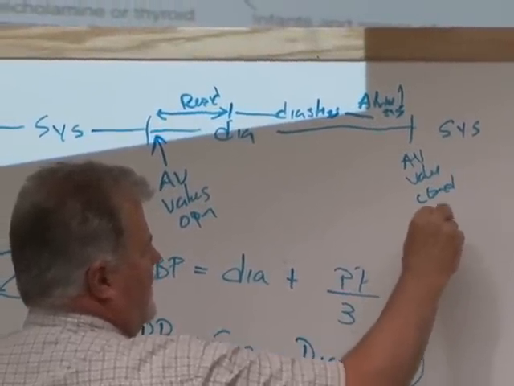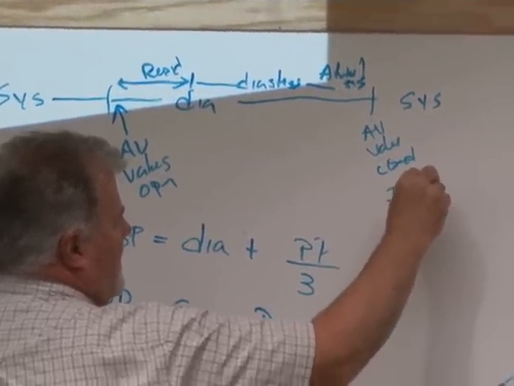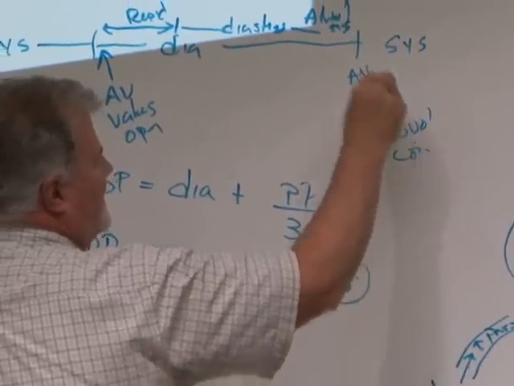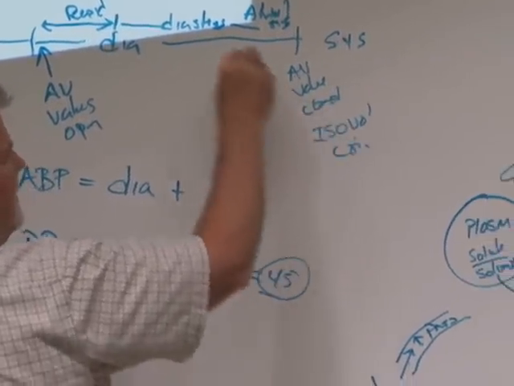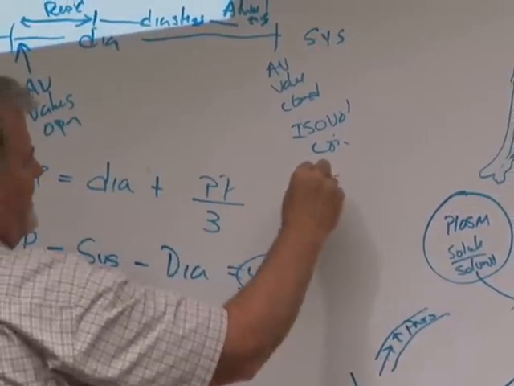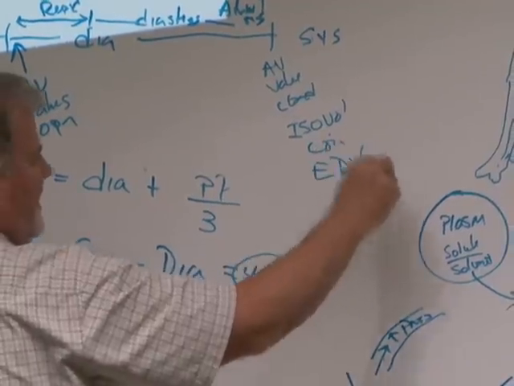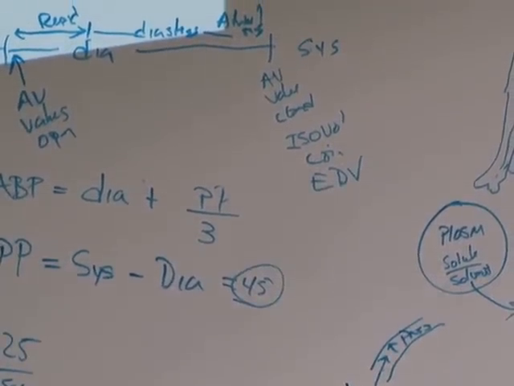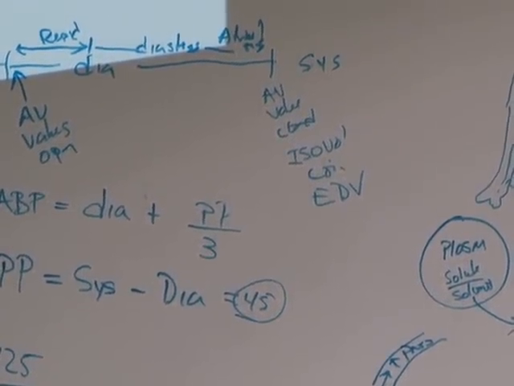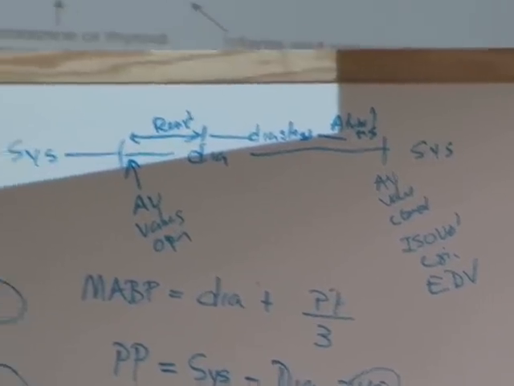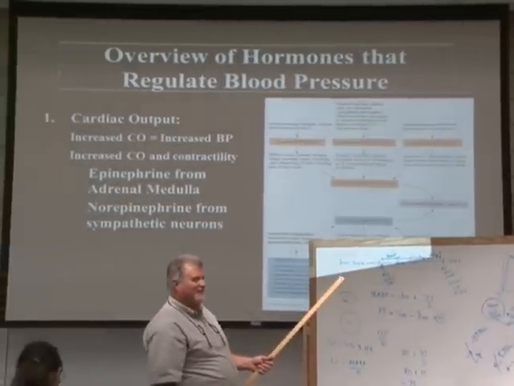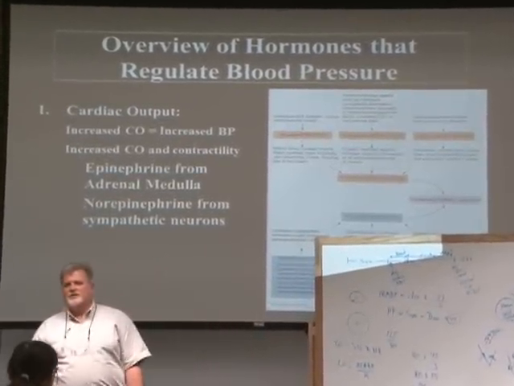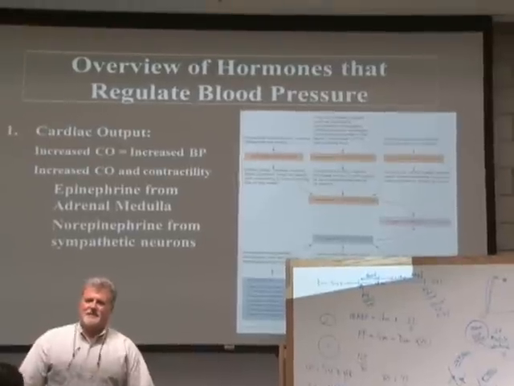That puts me into isovolumetric contraction because I'm now entering systole. And the volume of blood was there because it filled in diastole, so it's the end diastolic volume of blood. So preload is essentially the end diastolic volume of blood, right? So if end diastolic volume goes up, preload goes up.